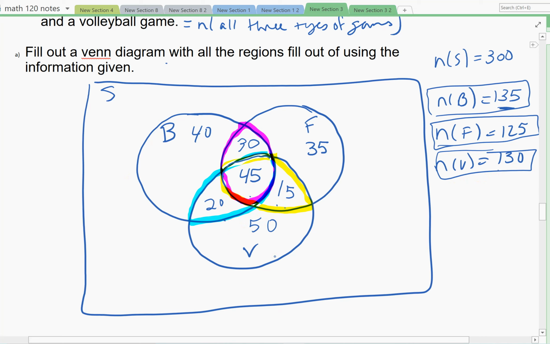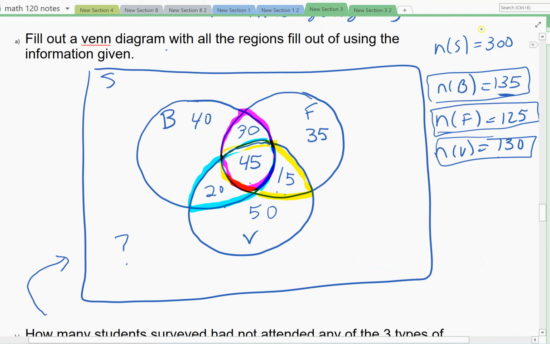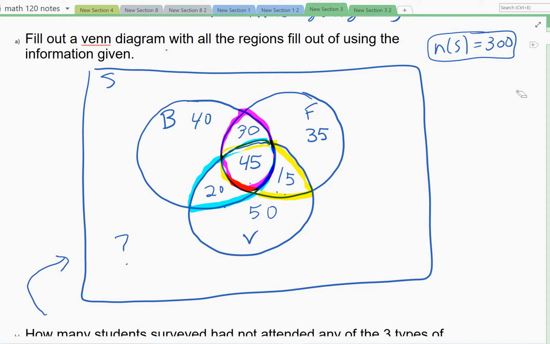I still have the outside area, which is actually the question we want to answer, right? How many students did not attend any of these games? That's the question we actually want to get to. Well, how do I figure that out? I use the total. I'm going to erase these since I've already used those. I know that 300 students were surveyed. I filled in the circles based on the students who went to different games. So if I add up all of the values in my circles and subtract them from this total over here, that'll give me the area I'm looking for.